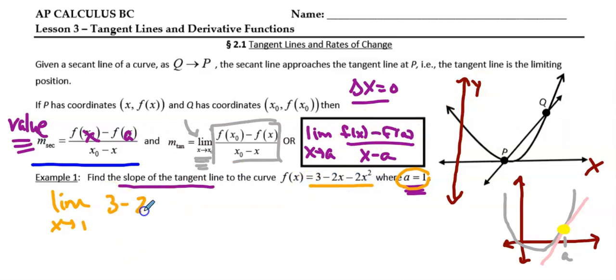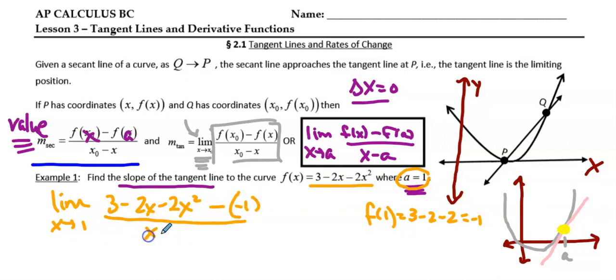It's going to be 3 minus 2x minus 2x squared, minus, and I put parentheses around this, I want to plug in now what f of a is. Well, a is 1, so what is f of 1? We're going to evaluate this function with a 1 plugged in. So I'm going to plug in 1 here, and I'm going to get 3 minus 2 is 1, minus 2 is negative 1. And this is going to be all over x minus 1. So I've now taken the equation, x is approaching this value of a. We want to come closer to a. Again, this is our slope of our secant line, but this makes it our slope of our tangent line.